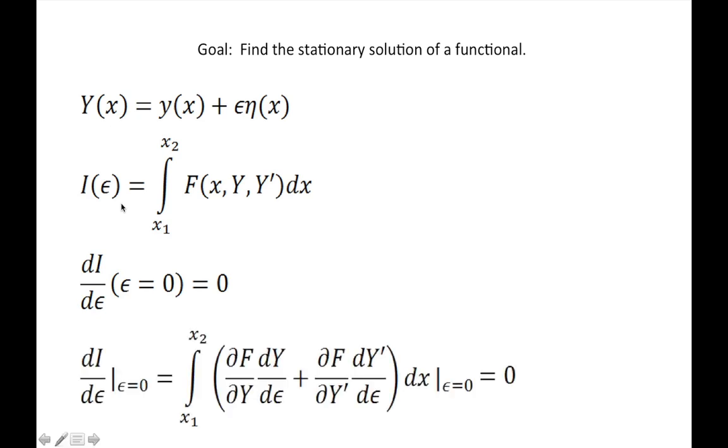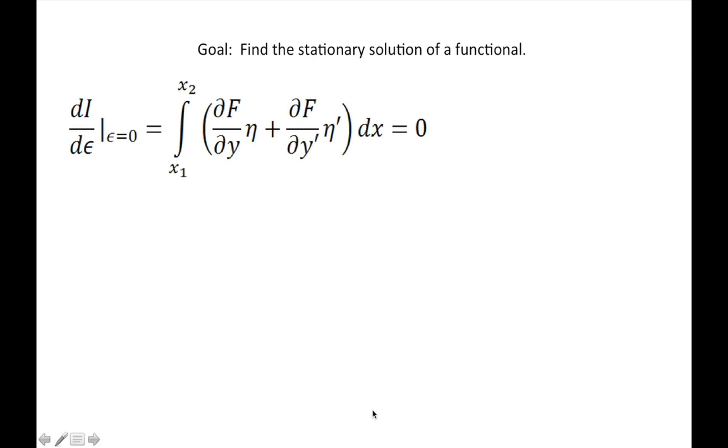Taking the derivative inside the integral requires the use of the chain rule. Of course, we can simplify this equation because when epsilon is 0, big Y is equal to little y, and the derivative of big Y with respect to epsilon is eta. The derivative of big Y prime with respect to epsilon is eta prime. Knowing this, we can substitute these values into our equation.